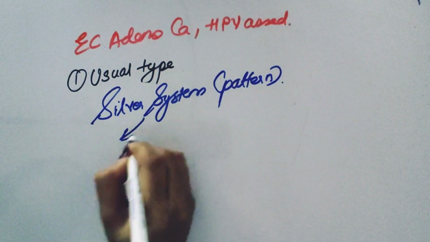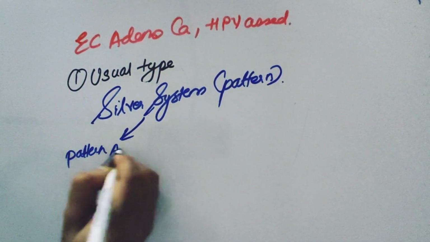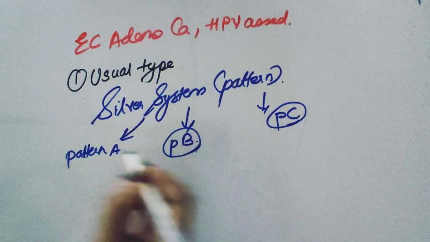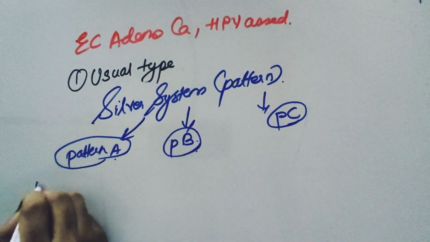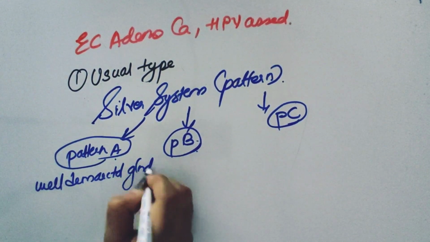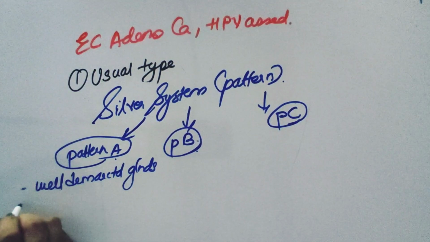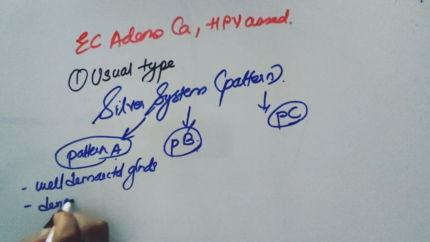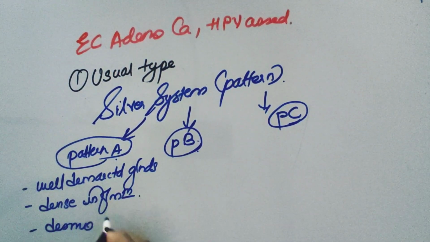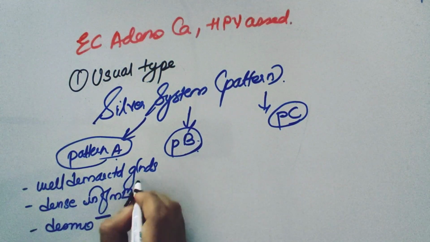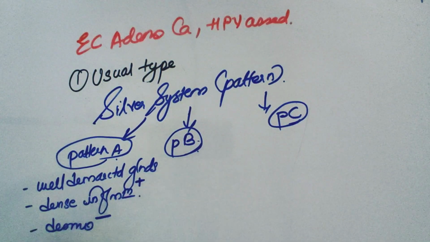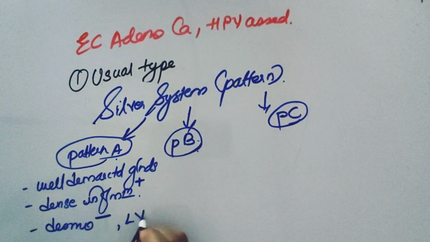So here it is divided into pattern A, pattern B and pattern C. In pattern A, you see well demarcated glands, and they are associated with dense inflammation, and there is no desmoplastic reaction. And then there is no complex growth pattern or any solid sheets, and there is no lymphovascular emboli as well.